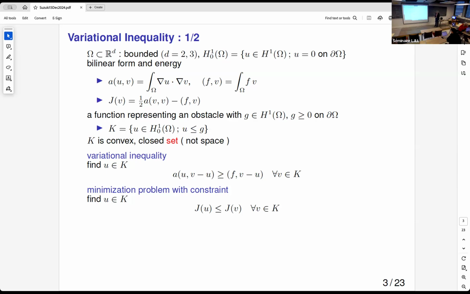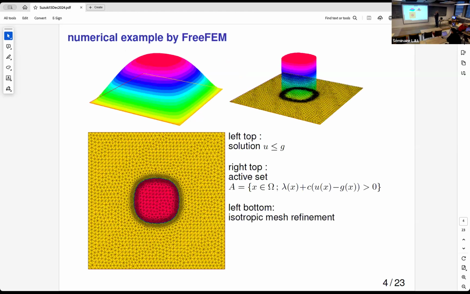The variational inequality to find is of this form, and it is completely equivalent to finding the minimizer of u on the closed set. If K is closed, we know this has a unique solution. But the question is how to solve this. Typically we have something like this: here is the threshold on the top, and there is the Poisson equation.